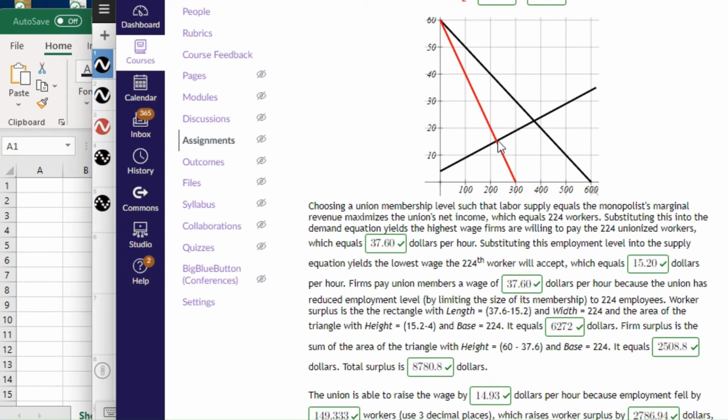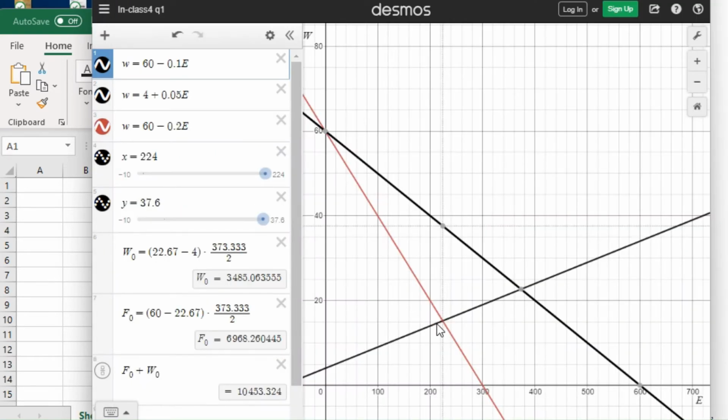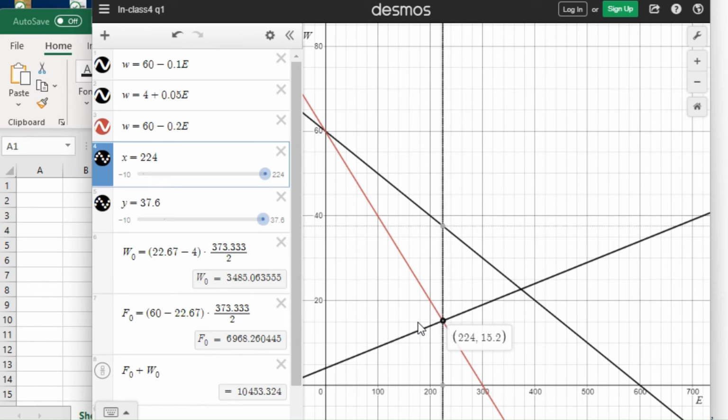Now, plugging that 224 into either the marginal revenue curve or the supply curve gives us the lowest wage that the 224th worker would have done the job for, right? Let's go do that. So if we plug the 224 into the labor supply curve, that 224th worker would have done the job for $15.20, right? But they get paid $37.60. So this 224th worker who's admitted to the union would have done the job for $15.20, but is getting paid $37.60. So they have a huge surplus, right?